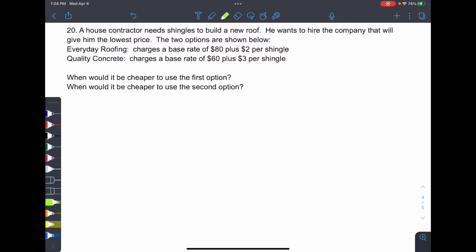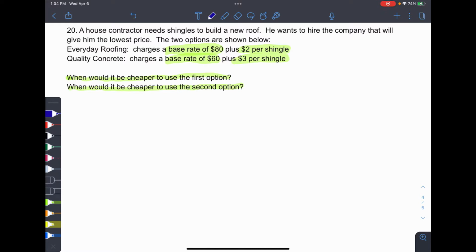A house contractor needs shingles to buy a new roof. He wants to hire a company that will give him the lowest price, of course. Two options are shown below. Everyday Roofing charges a base rate of $80, so that is some information that's important, plus $2 per shingle. Okay, and another company, Quality Concrete, charges a base rate of $60 plus $3 per shingle. So the question is, when would it be cheaper to use the first option? And another question, when would it be cheaper to use the second option?